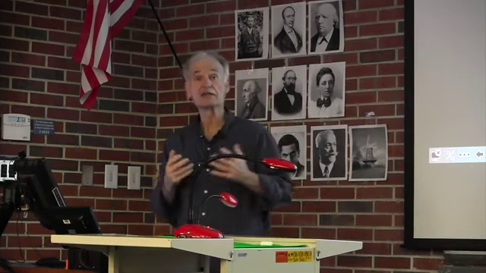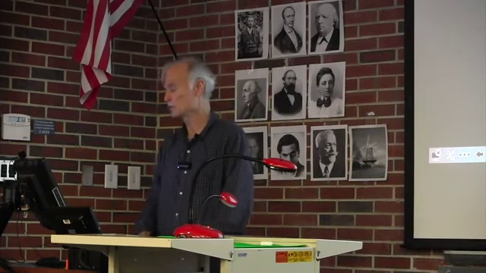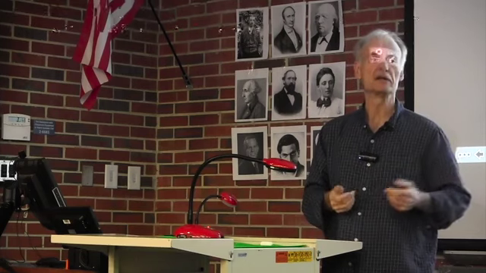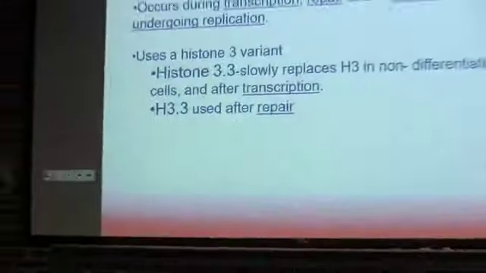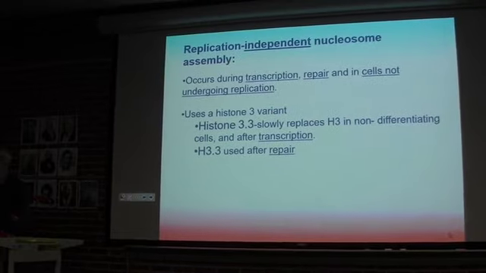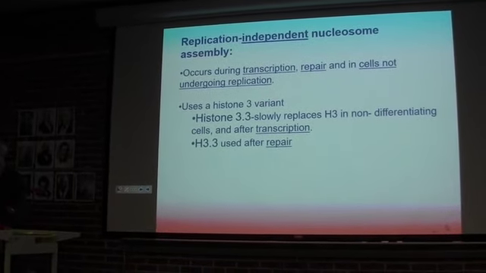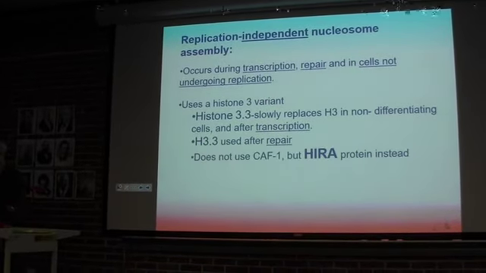And so this makes sense in terms of our model about how things work, that it slips in a variant of histone 3 that makes it easier to disassemble that nucleosome next time around. Histone variant 3.3. It's put there after repair also. I don't know the logic behind that.